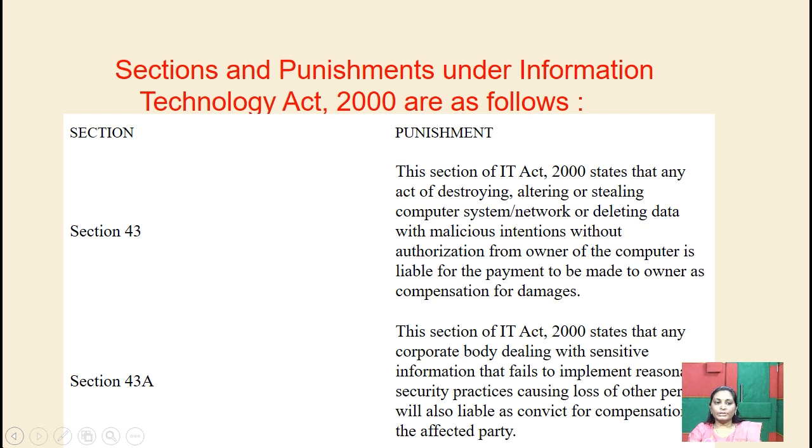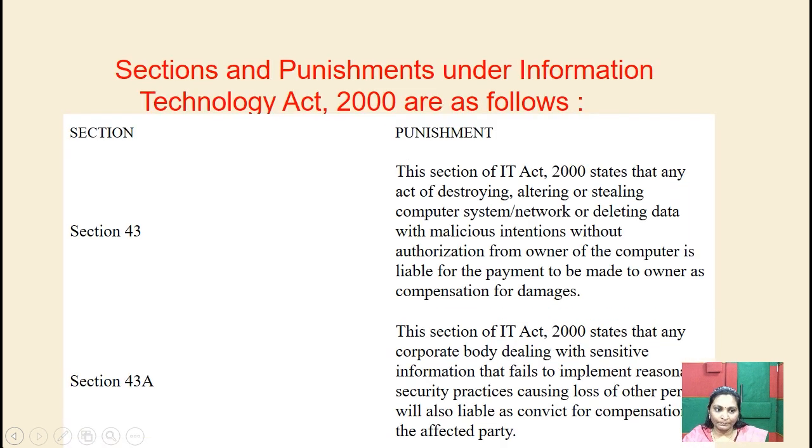Now the sections and punishments. Section 43 has this punishment. This section of the IT Act 2000 states that any act of destroying, altering or stealing a computer system, network or deleting data with malicious intentions without authorization from the owner of the computer is liable for payment to be made to the owner as compensation for damages. If any person changes the data without authorization, the authorized party can take payment for those damages.